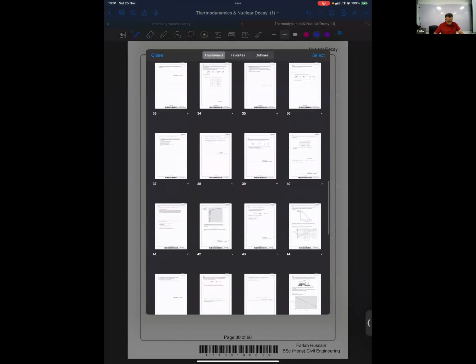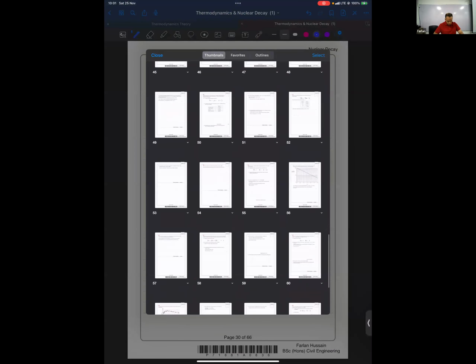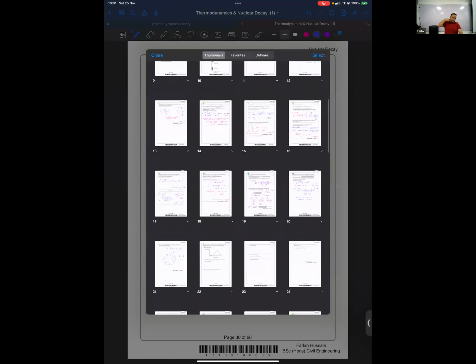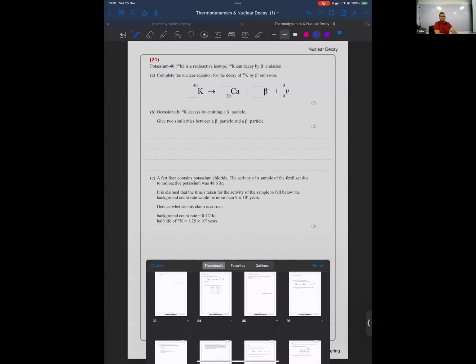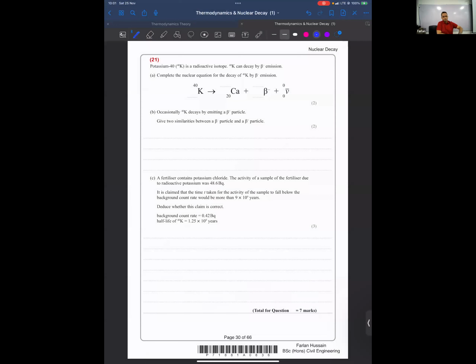Isn't it only 1 point, sir? They're asking why it takes longer time, right? So I think that should be fine. Saying that it is a larger molecule, then it is difficult for them to escape. So it will take a longer time.